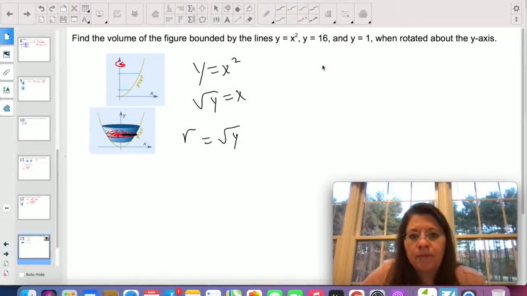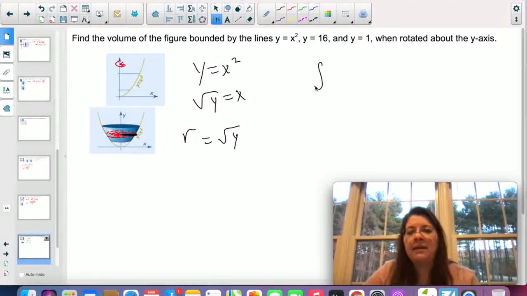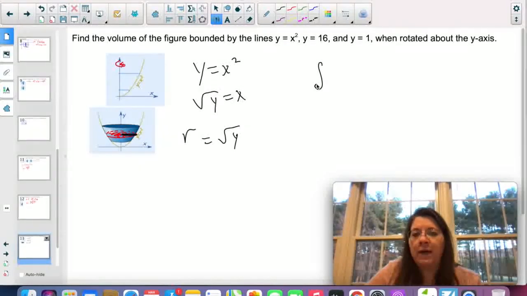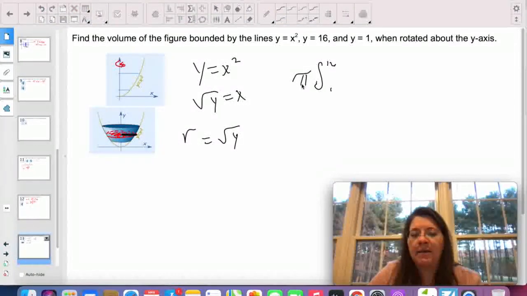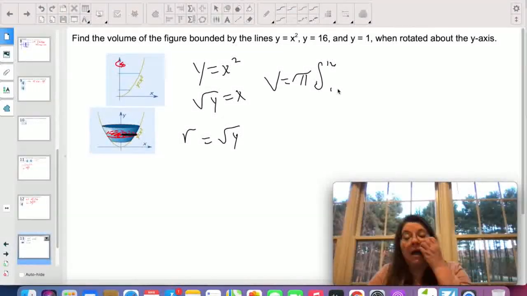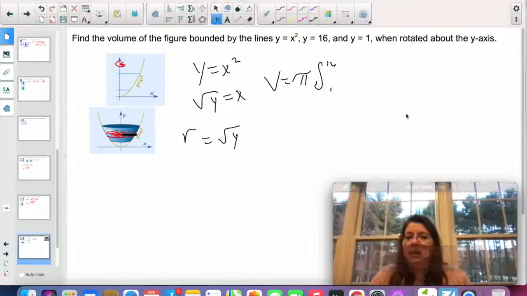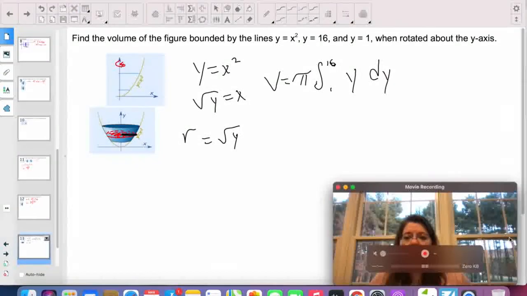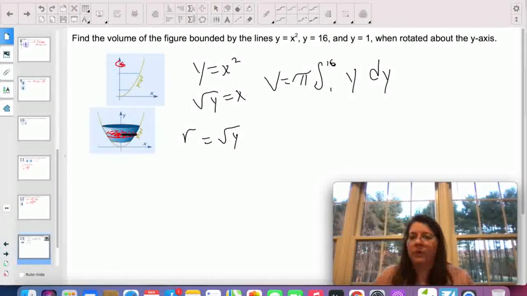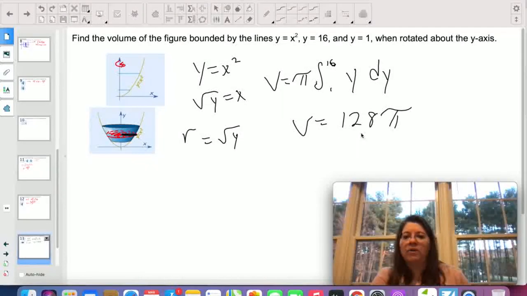So if I do my setup, my integral goes from, now a this time is 1 and b is 16, because remember they have to be on the axis of rotation. So that would be my a and b, 1 and 16. I put my pi on the outside because my volume is equal to pi times the integral from a to b of my function squared, or of pi r squared. And here r is square root of y. So if I square the square root of y, I'm going to have a y here. And then my h will be my thickness dy. And again, to save time, I'm going to integrate on the calculator. And that gives me a volume of 128 pi.